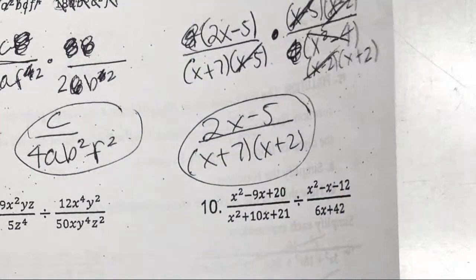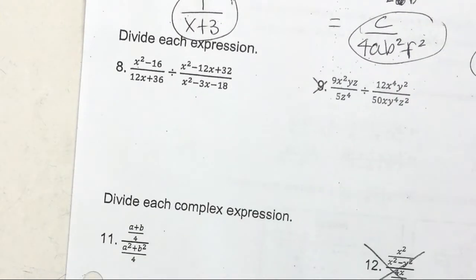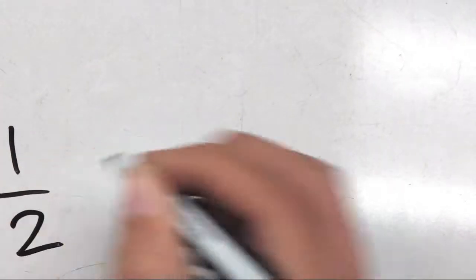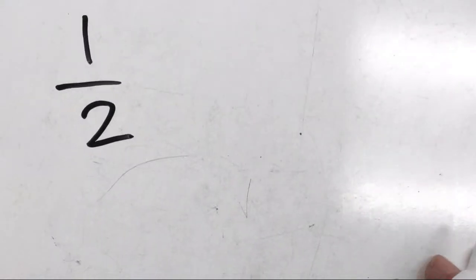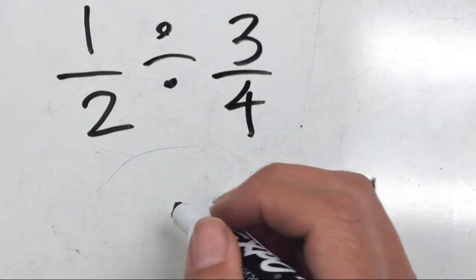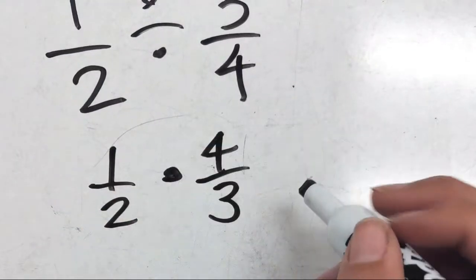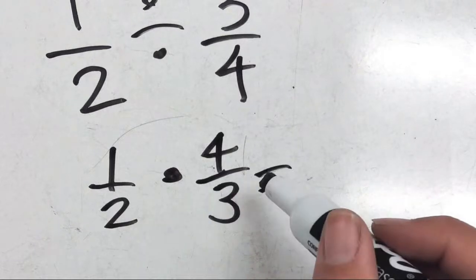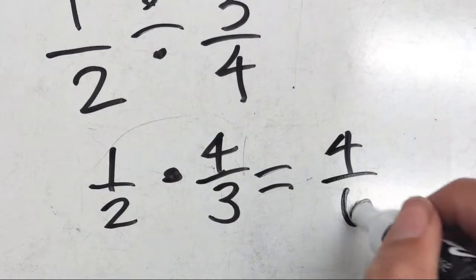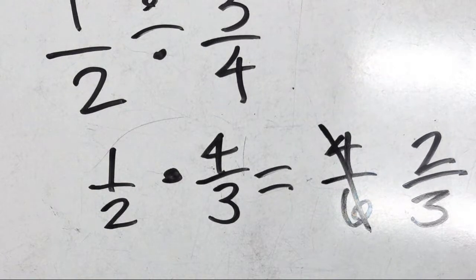Alright, next one is talking about dividing expressions. And if we go back to thinking about fractions in general, say if I gave you 1/2 divided by 3/4. To divide fractions, we have to keep, flip this, and change to multiplication. And then you can just multiply straight across. It'd be 4/6 or 2/3. Same thing with rational expressions. We have to keep, flip, change.